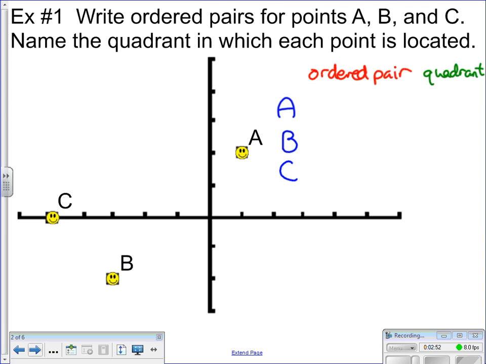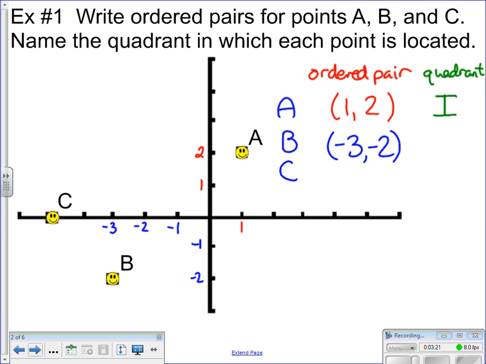For the first one, A, it's 1 and then up 2. So 1, 2. And it is in the first quadrant. B is -3 for the x and -2 for the y. And it is placed in the third quadrant.